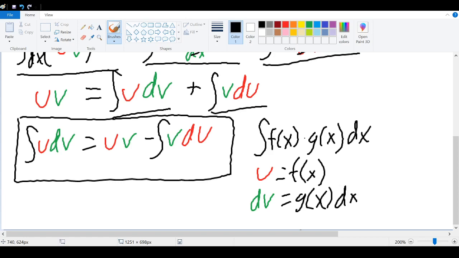You do have to pick your u and your dv such that your u is easily differentiable, because you're going to have to integrate it in this integral, and you want your dv to be something you can easily integrate twice, because you'll have to integrate it once to get v here, and then you have this other integral where you have to integrate v times du.